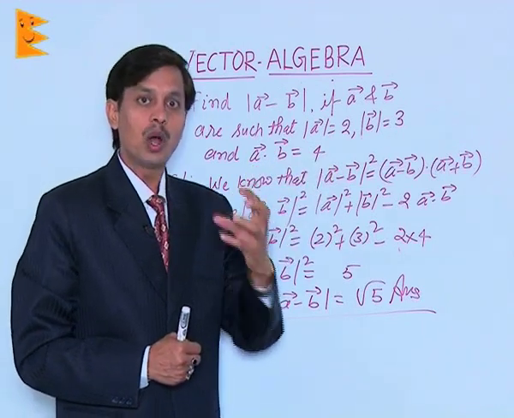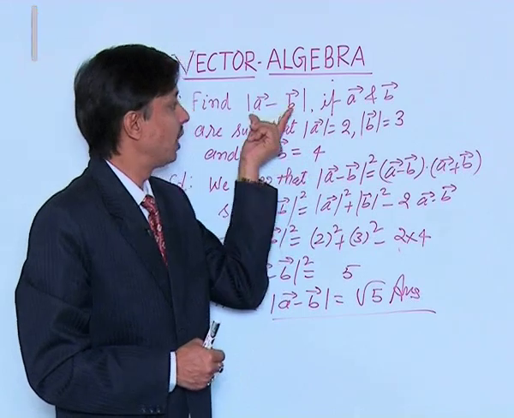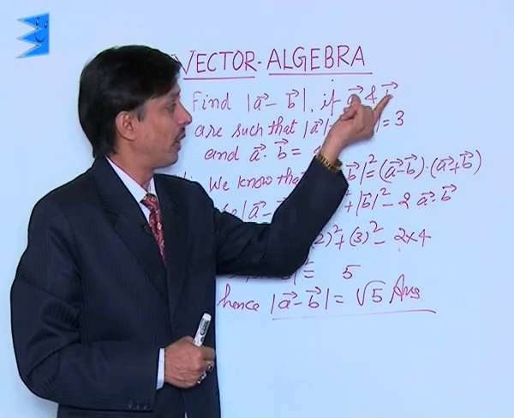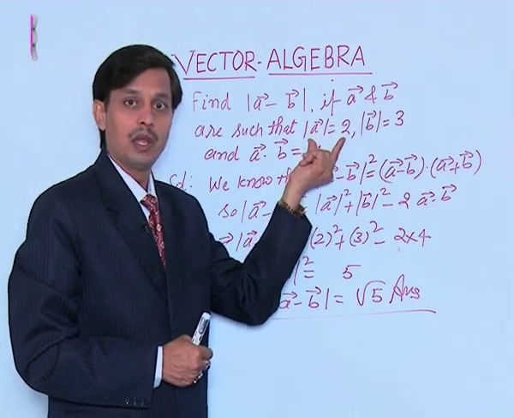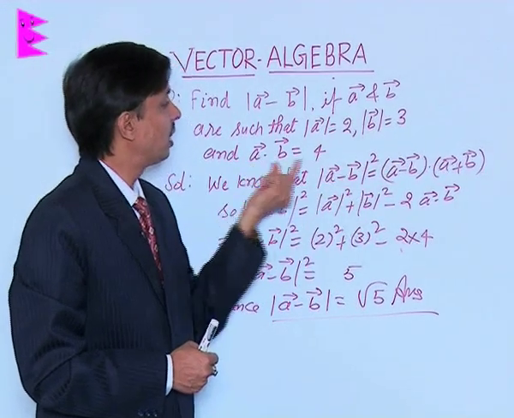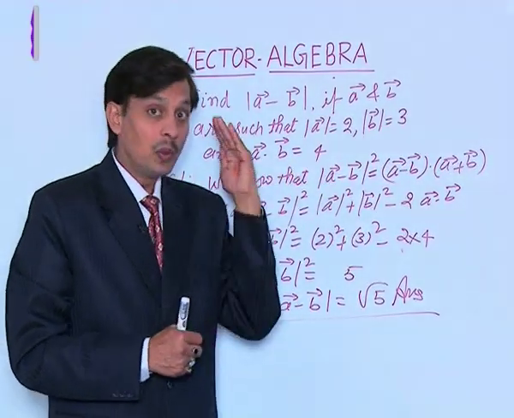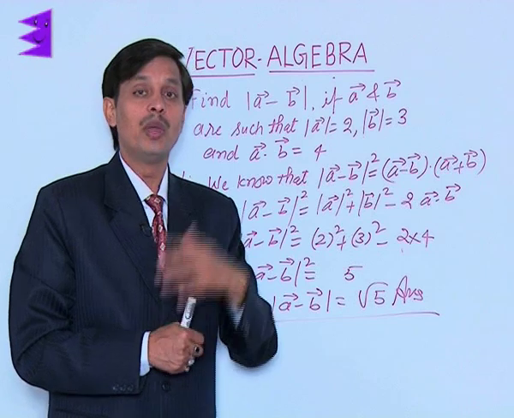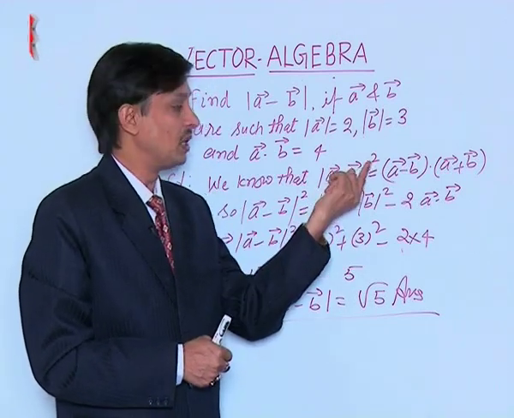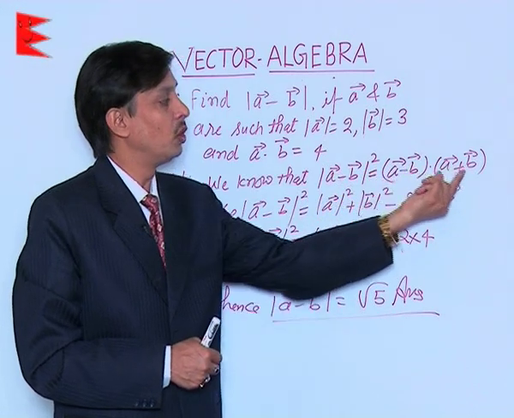So what we want to do? We want to obtain magnitude of A minus B under the conditions that magnitude of vector A is given, magnitude of vector B is given, and A dot B is given. If you can recall from the videos where I told you that the square of A minus B is A minus B into A plus B.